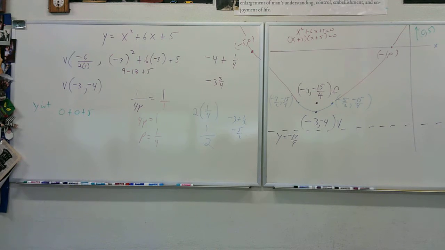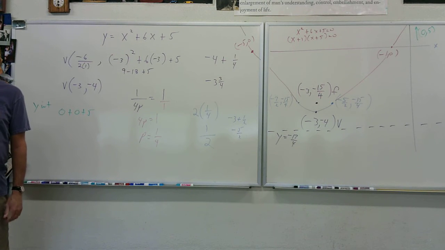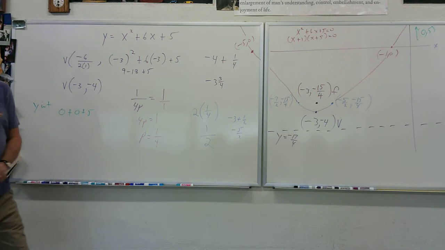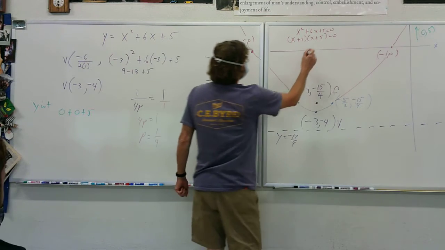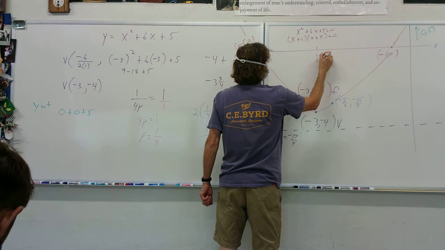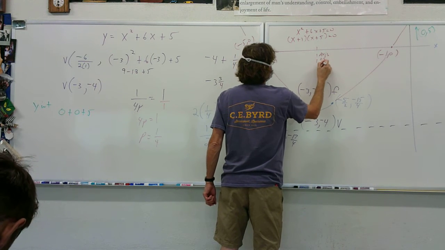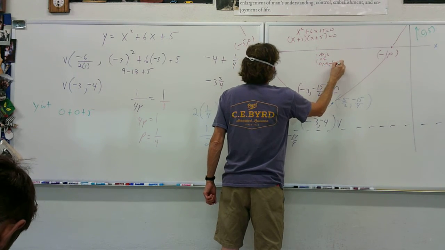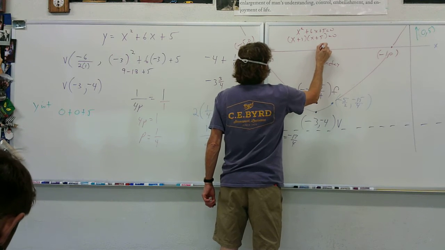I want you to notice something too. I'm just going to see if we can help you out here. Y'all got an axis of symmetry at x equals negative 3, right? Well, I'm just going to put it right here. I'm not going to do the whole thing because it makes it look bad. Axis of symmetry is x equals negative 3.